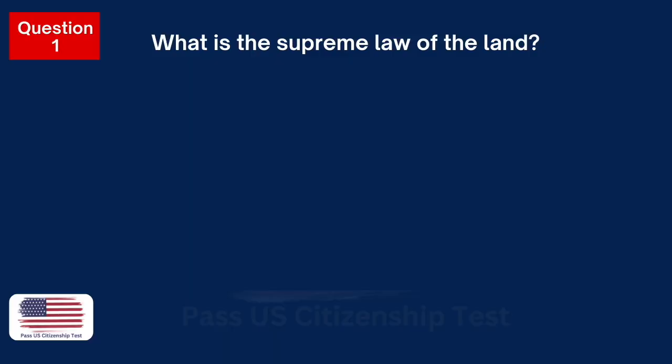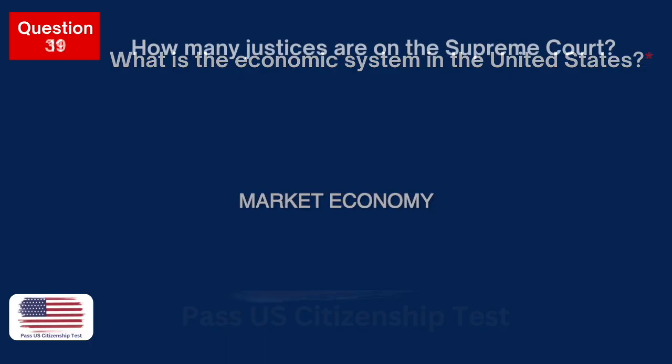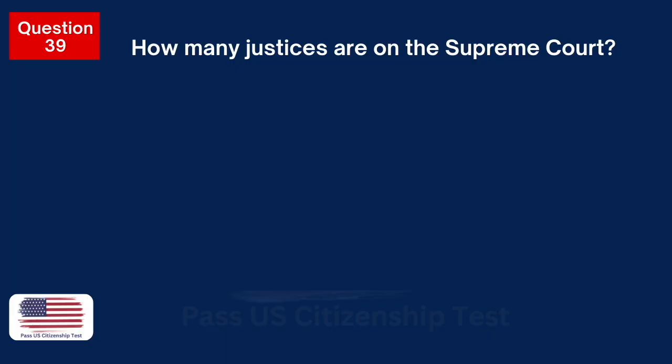What is the supreme law of the land? The Constitution. What is the economic system in the United States? Market economy. How many justices are on the Supreme Court? 9.